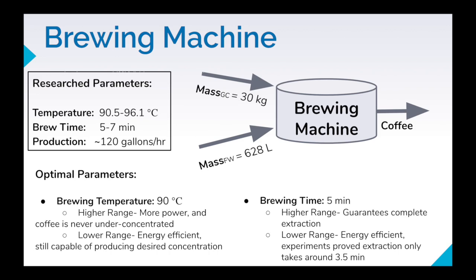So for this parameter, we had chosen to brew around 90 degrees Celsius. For the time parameter, we had found similar pros and cons. A higher range at 7 minutes would guarantee maximum extraction, but looking back at the experiments again, we found that only after 3.5 minutes the coffee would be fully extracted, meaning that choosing a lower time range would work to our benefit. Lastly, we found that an industrial scale brewer will produce roughly 120 gallons of coffee per hour.